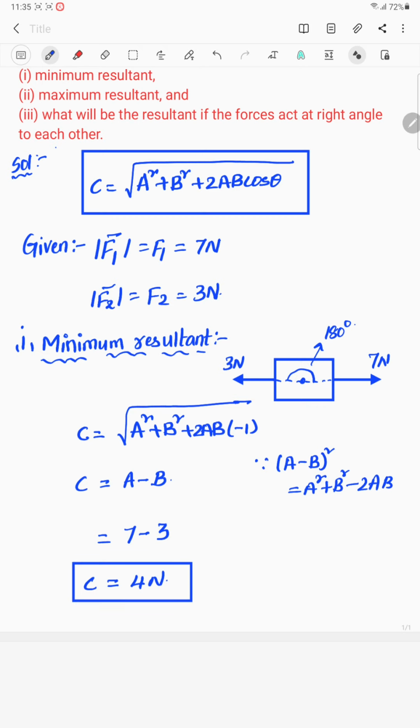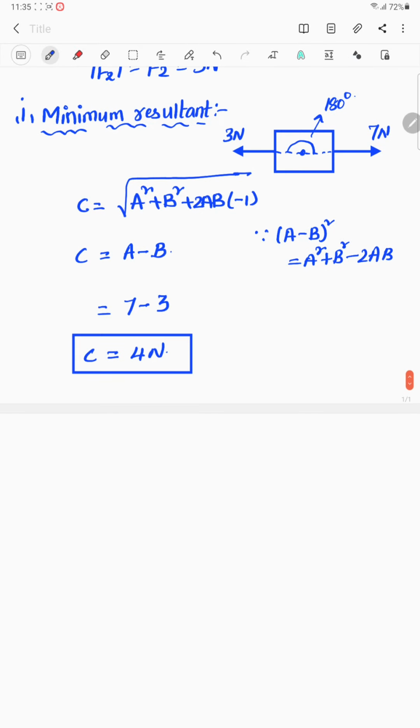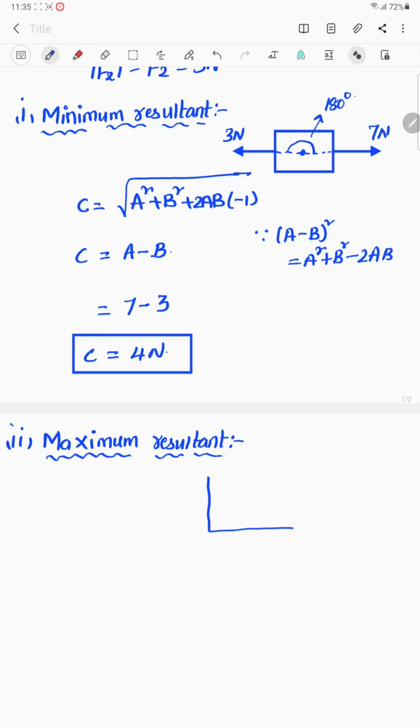Let us go to the second question, the maximum resultant. When can we have the maximum resultant on a body? That is when the two forces act along the same direction on the object. Let us explain this again with a diagram so that it will be quite clear. Let me say this is a particle, a mass or an object.